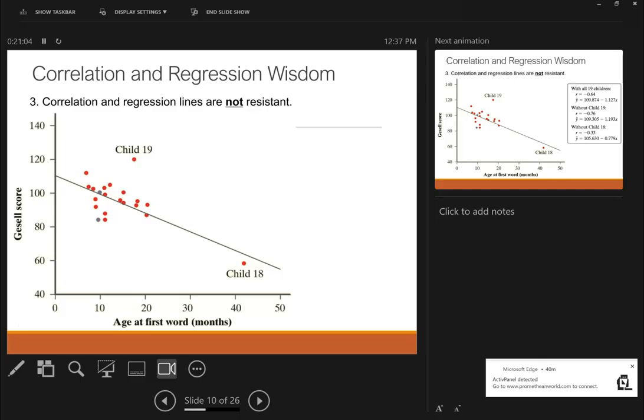Child 18 is an outlier in the x direction. Notice it's way outside of the range of x's for all the other points, but its y coordinate is pretty close to the line of best fit, right? Everybody see that? Which one of these do you think is having the most effect on the R? Child 18 or child 19?